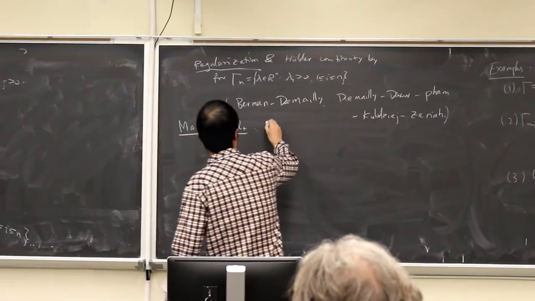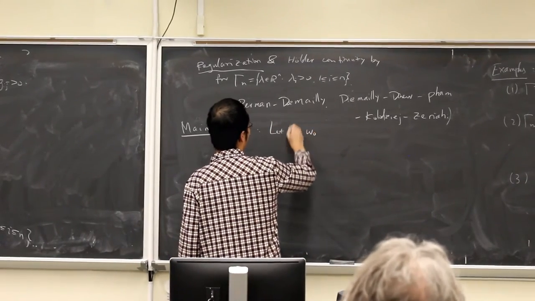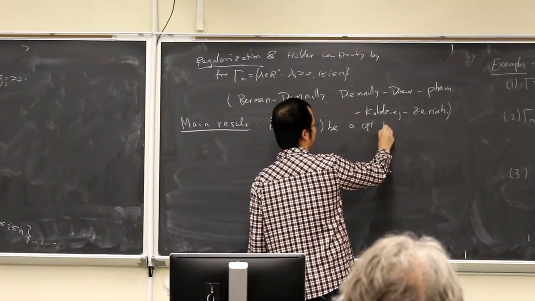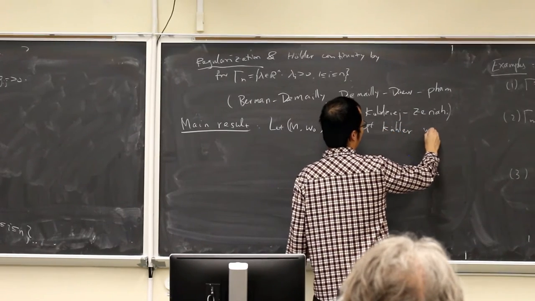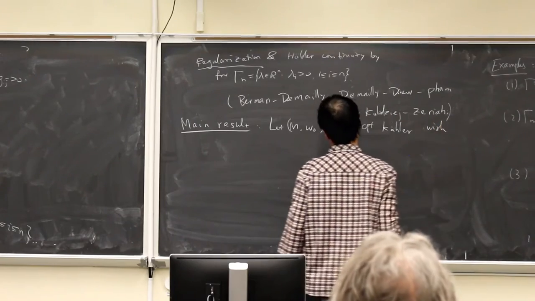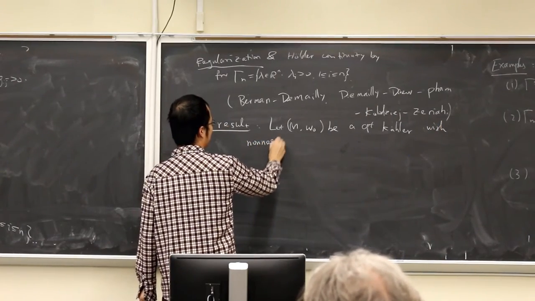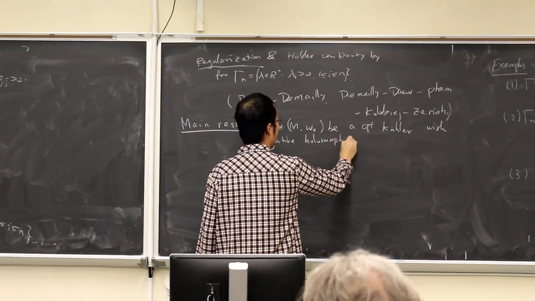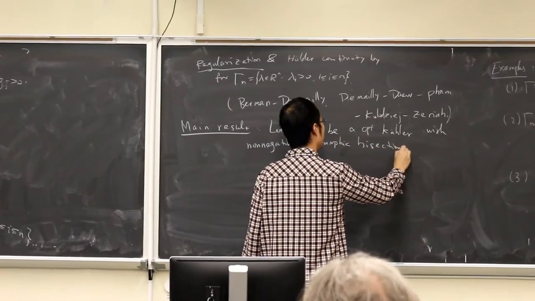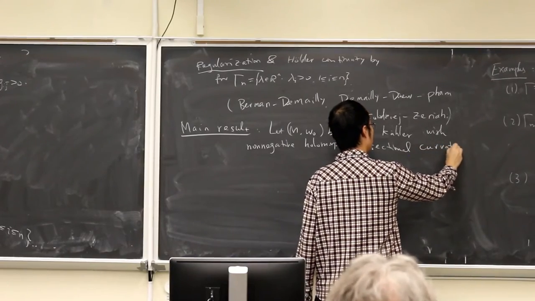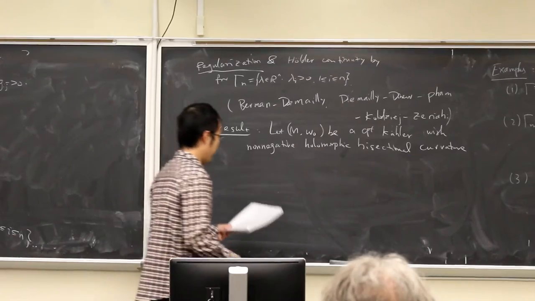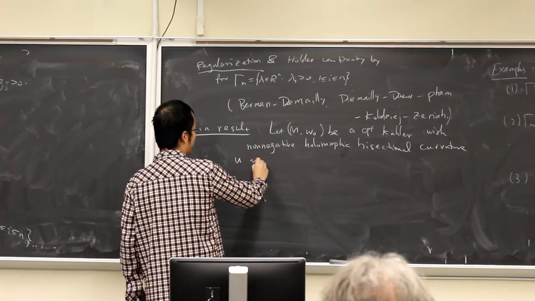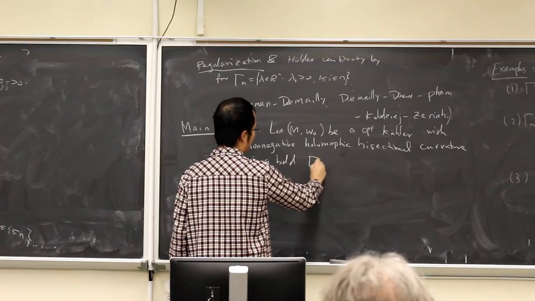So let M, omega 0, be a compact Kähler manifold with nonnegative holomorphic bisectional curvature, and you have a gamma subharmonic function on the manifold. U is a bounded gamma subharmonic function.